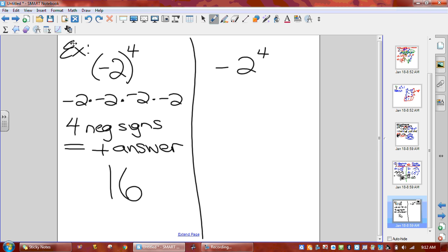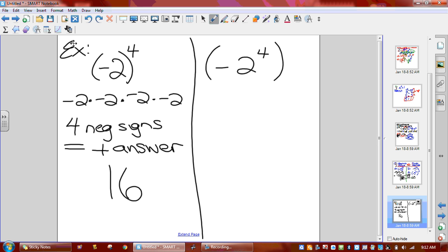There's no brackets. Okay, well, Miss Tuck says there's no brackets, so that's why. What if I do this? There's brackets. Does it change the answer? No, because the exponent's on the inside.